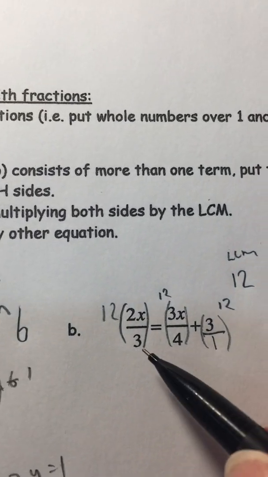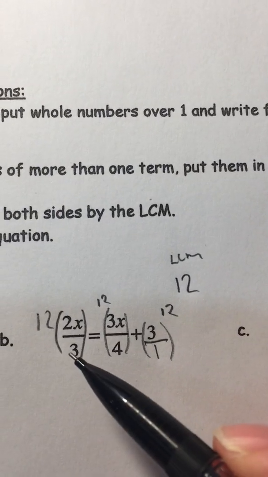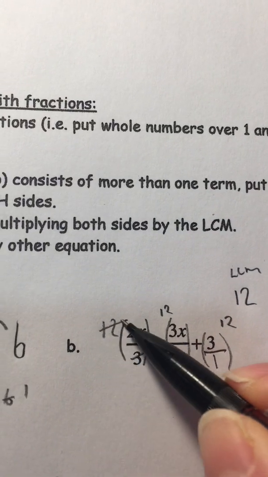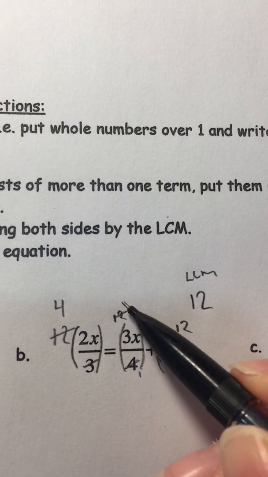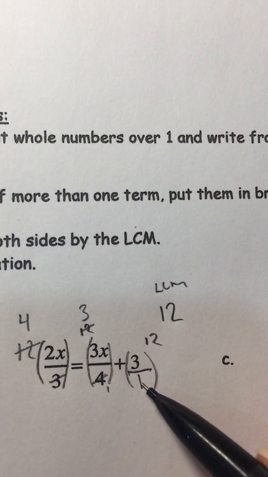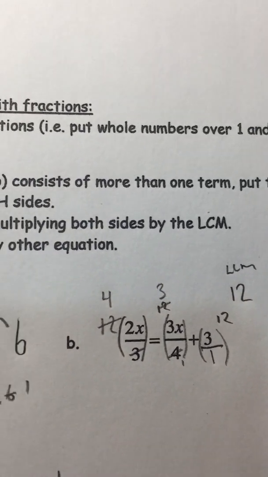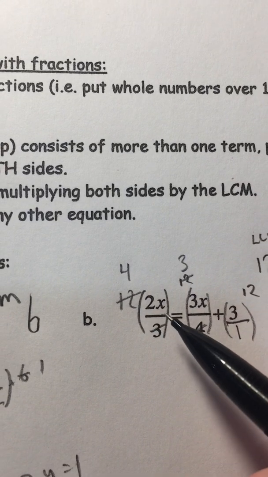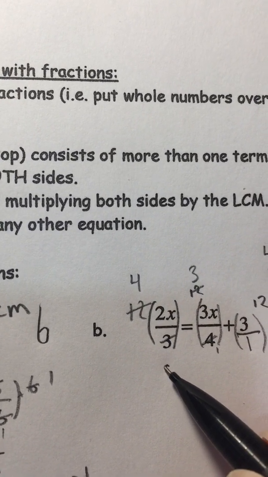Okay, then I start canceling. Remember, if you pick this number right, once you do this step and cancel, there should be no fractions. So 3 goes into itself once and into 12 4 times. 4 goes into itself once and into 12 3 times. And unfortunately here, the 12 doesn't cancel with anything. Like the 1 doesn't cancel, you're just stuck with it. So over here, we're left with 4 times 2x on the top. So we're going to get 8x.